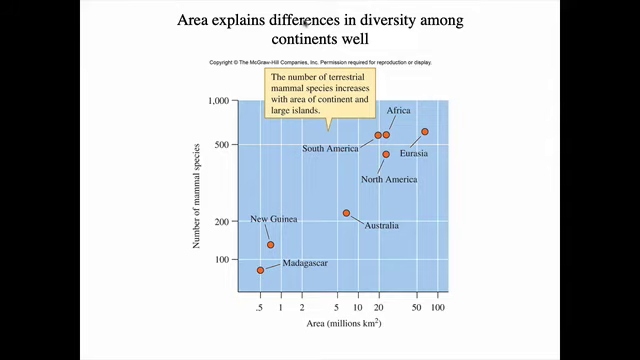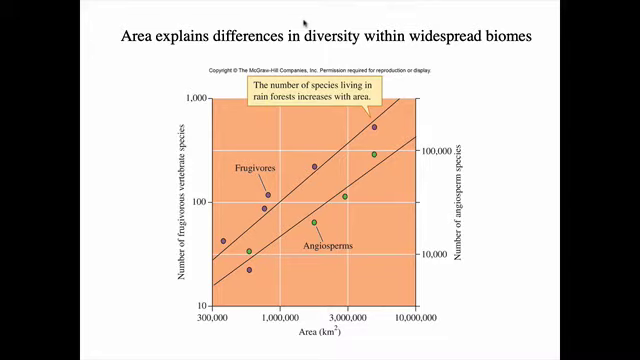Pretty obvious. This works within continental scales as well. Here's rainforest area, and here's the different areas of rainforest around the world that we can pick out. And number of species increases with the area of rainforest. This is the South American rainforest here. This is Asian rainforests, African rainforests. It's very clear, area makes a huge difference.